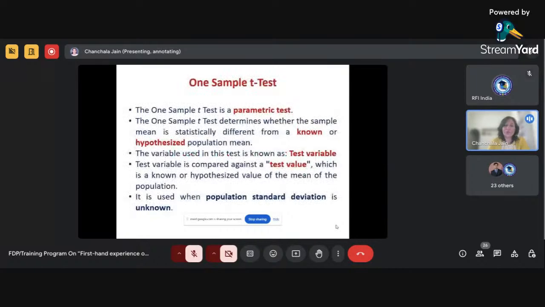So now I'm coming to today's topic, which is the one sample t-test. As it is a t-test, it is a kind of parametric test, right? This test helps us to determine whether the sample mean is statistically different from the known or hypothesized population mean.